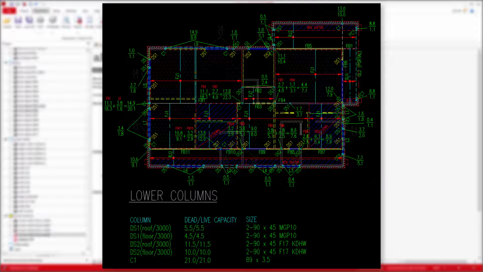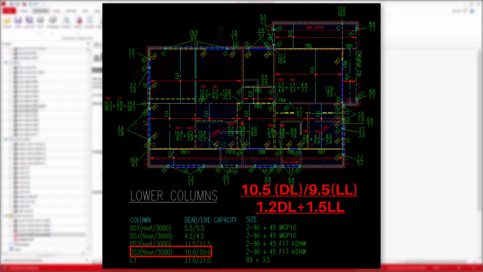Now when going through this process, sometimes either just the dead load or live load will exceed our column's capacity. For example, a floor load reaction of 10.5 kilonewtons dead load and 9.5 kilonewtons live load will only exceed the dead load component of our DS2, which has a capacity of 10 and 10. These are currently working loads and will be factored up by 1.2 dead load and 1.5 live load. With that in mind, we know that if we have 0.5 kilonewton dead load more and 0.5 kilonewton live load less, then our ultimate axial compression will be less than if we had just 10 and 10.